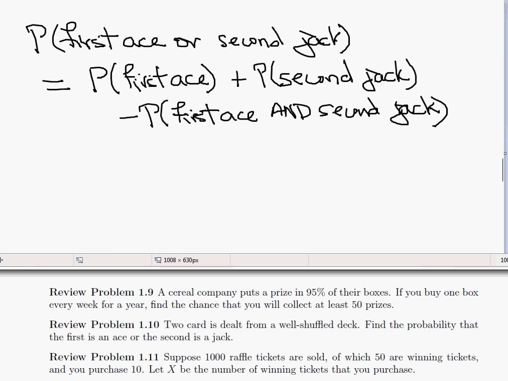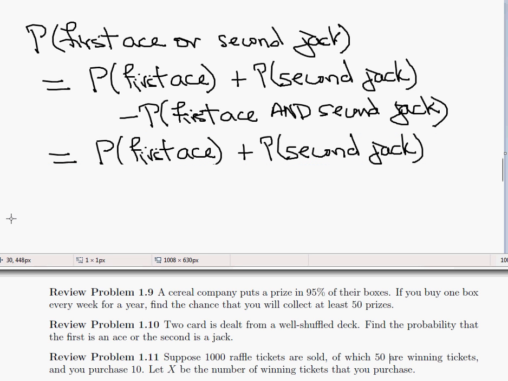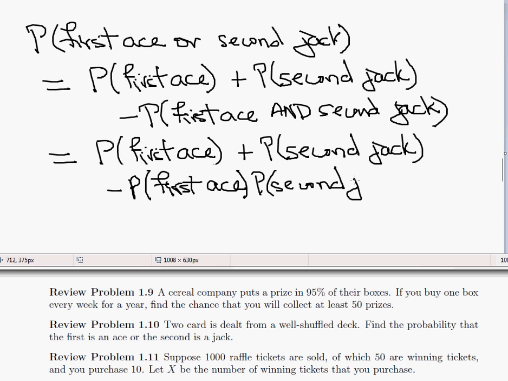Okay, so for the next step, it'll start off very much the same as before. So I'll just copy it. First line starts off the same. The probability the first is an ace, plus the probability the second is a jack. Then here I have an AND question. For an AND question, I multiply. But before multiplying, I ask myself, are the events independent? In this case, they are dependent. What happens on the first card will affect what happens on the second card. So I have the probability that the first is an ace times the probability that the second is a jack, given that the first was an ace.